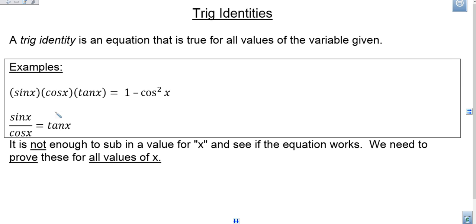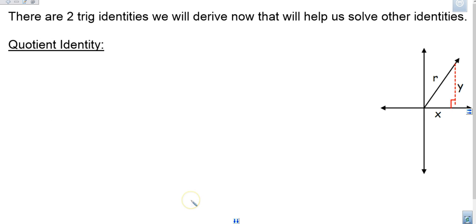values of x. So there are two trig identities that I will derive for you that will help us to solve other identities in the future. So remember, if I have a diagram like I have on the right, the adjacent side of my angle, so let's say that that's my angle theta, the adjacent side would be labeled as x for the x value, the opposite side is y for the y value, and r is the hypotenuse.